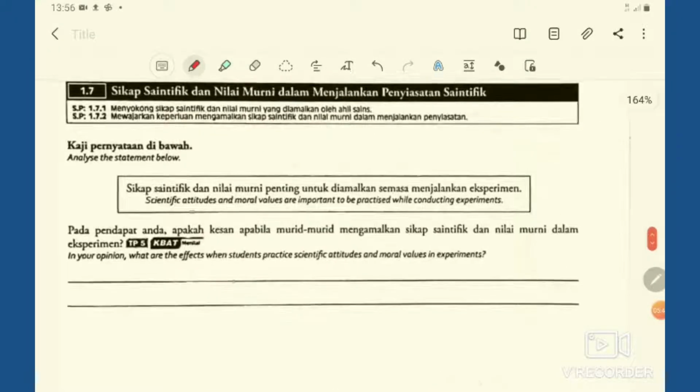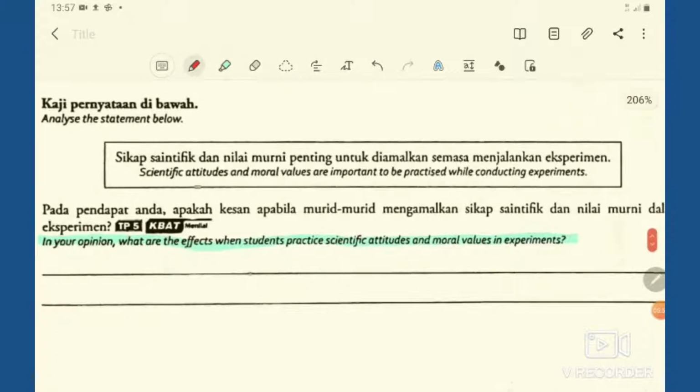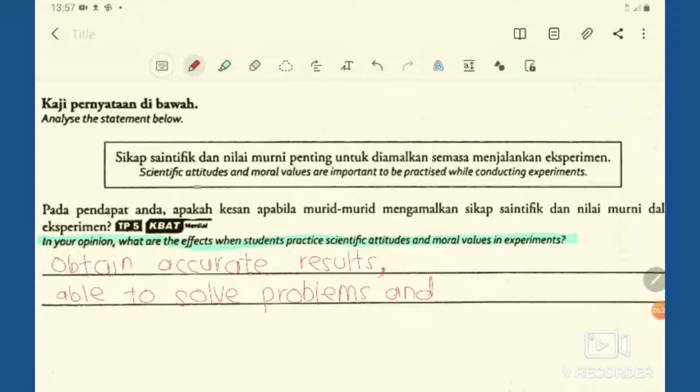Okay, the last question. In your opinion, what are the effects when students practice scientific attitudes and moral values in experiments? So, the students obtain accurate results, are able to solve problems, and become more responsible. Okay, that's it.